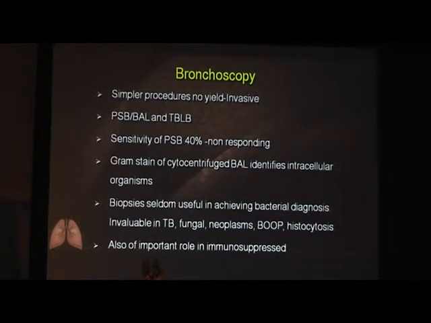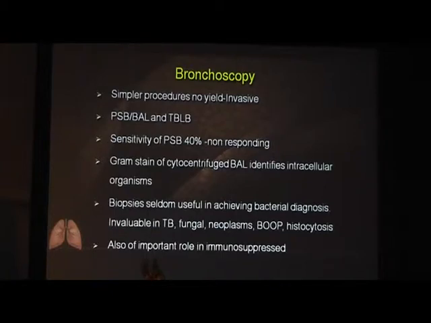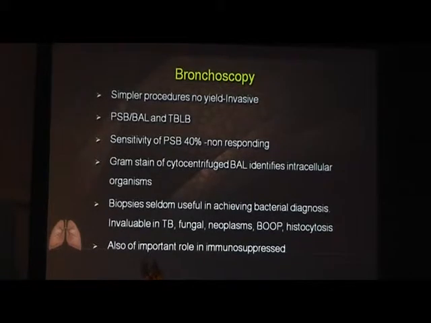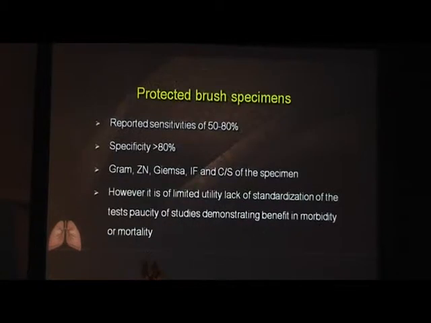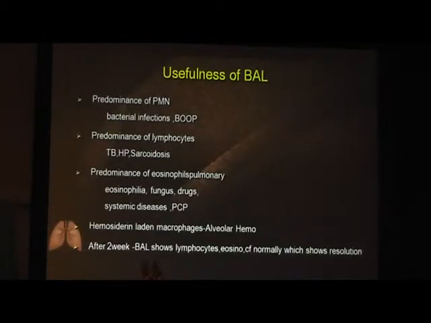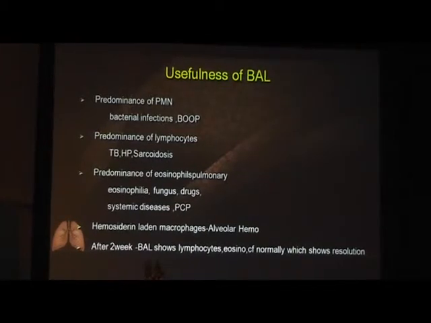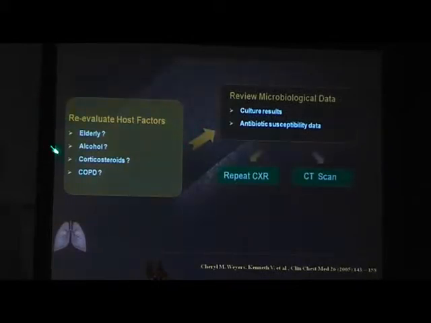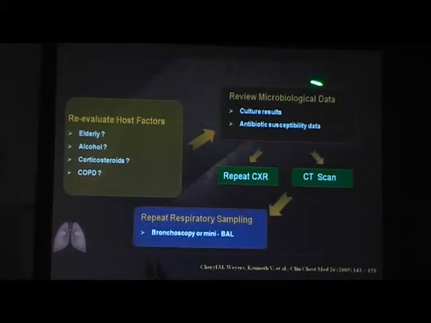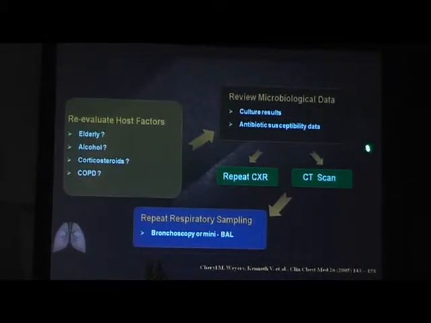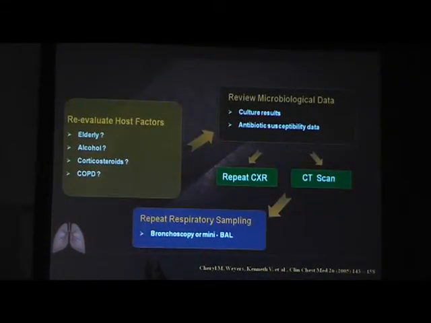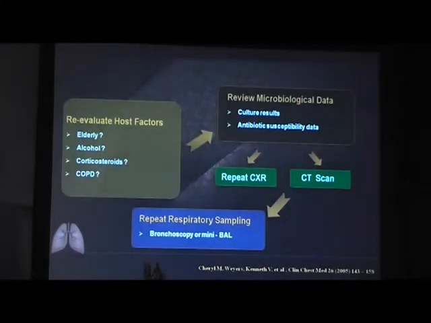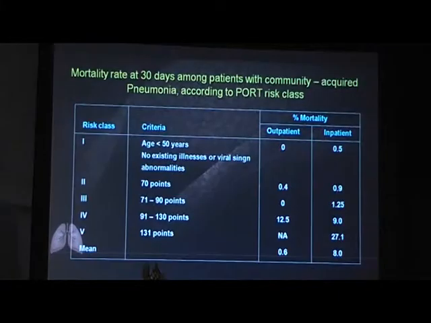So the question of bronchoscopy, I think, becomes important. The question of using bronchoscopy and all the wonderful techniques that Patabi spoke about. I think this is important for us to understand that the bronch is a very vital ingredient in preventing non-resolving pneumonia. We understand that as well. Protected specimen brush in many patients is of use. The usefulness of BAL in patients. But finally, what do you do? Reevaluate host factors: elderly, alcohol, corticosteroid, COPD. Review microbiologic data, repeat the CXR, repeat the CT scan, then repeat respiratory sampling in the form of a BAL as such. This is a cycle that needs to keep going round and round till we finish what we are doing.